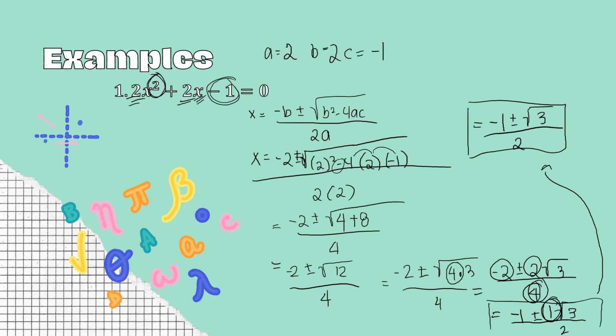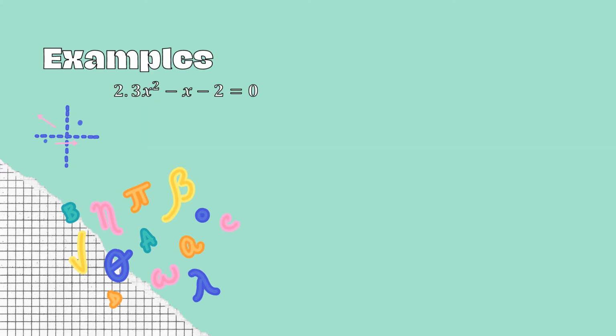Now let's go to our next example. So we have 3x squared minus x minus 2 is equal to 0. So a is 3, b is negative 1, and c is equal to negative 2. Let's write down the formula. Negative b plus minus square root of b squared minus 4ac all over 2a.